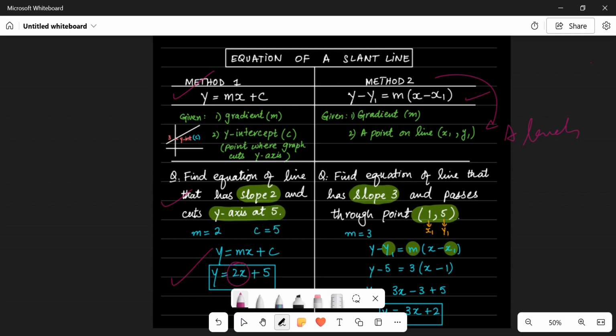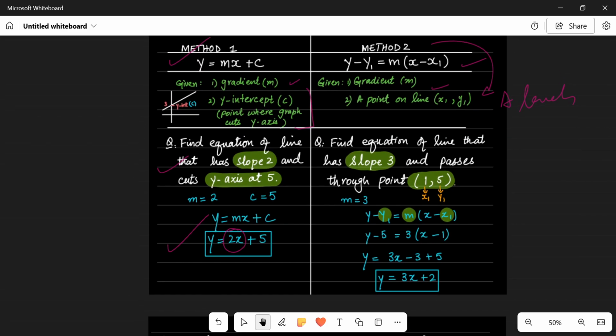Given the gradient and a point on the line, x1 and y1. In the previous question, the y-intercept was given and the gradient was given. When in the question the gradient is given and a point on the line, x and y, you need to use this formula. Students, you need to learn this formula. It's a very important formula.